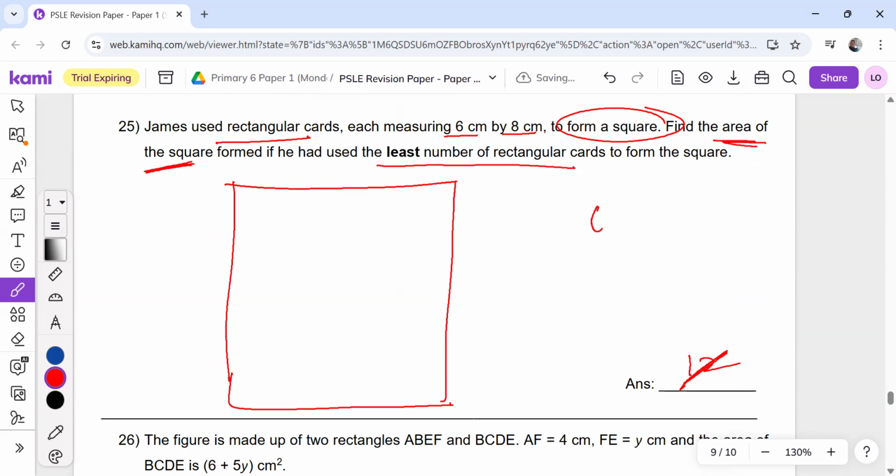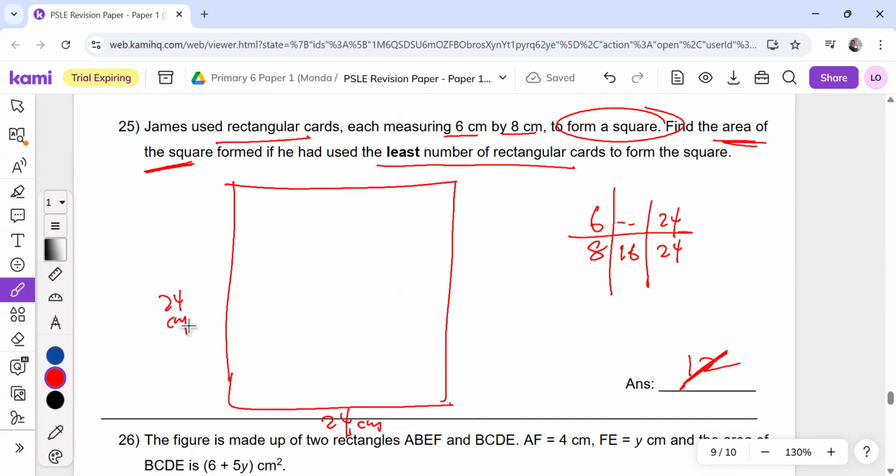Okay, you will have to go and find the multiple of 6 and 8 because a square has equal number on every side. So 16 cannot divide by 6, 24 can divide by 6. So that tells you that every side of the square must be 24 cm.